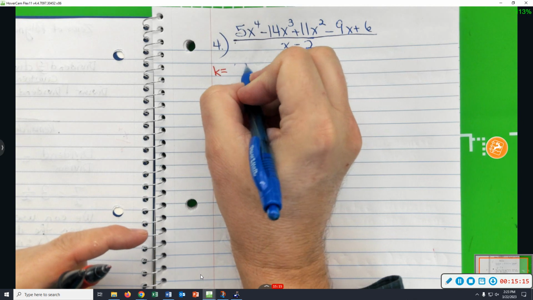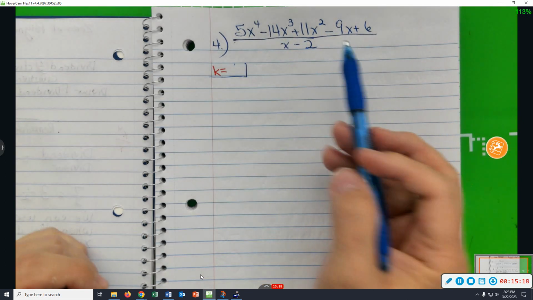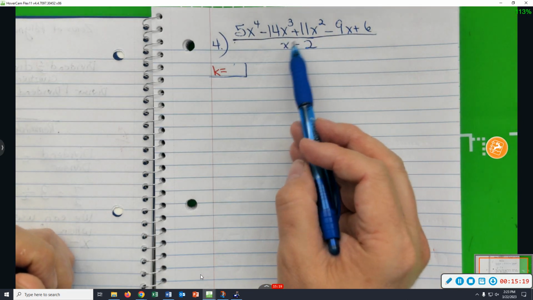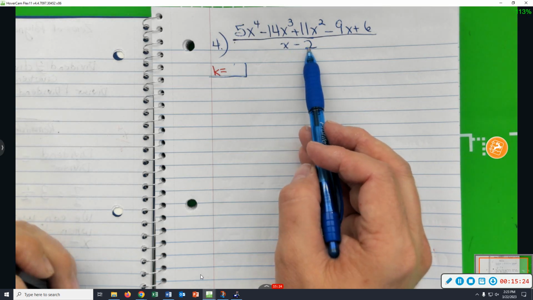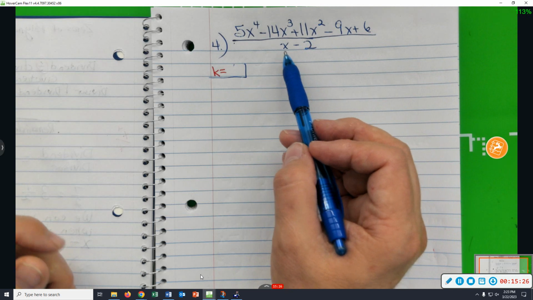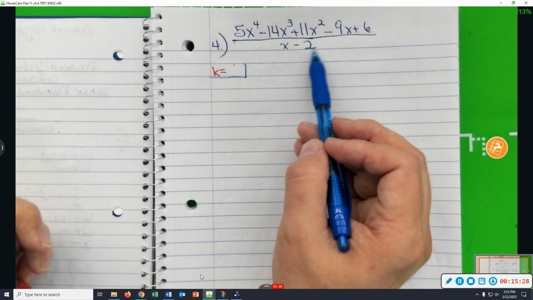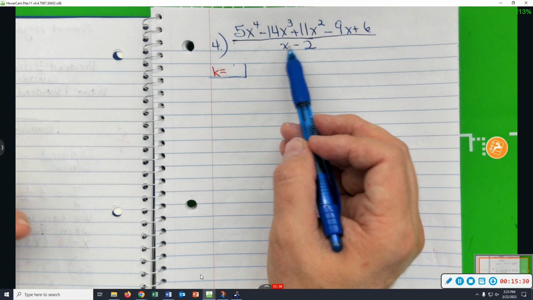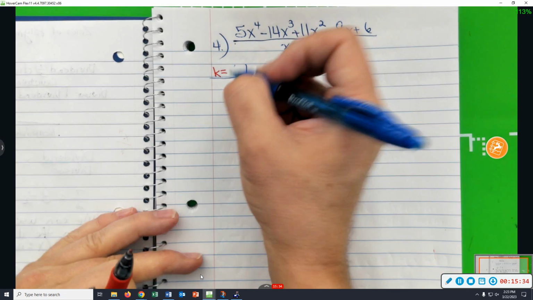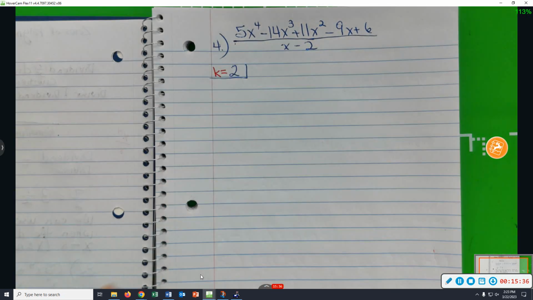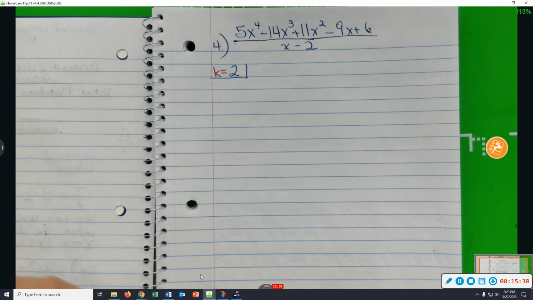2, I agree. When you're finding k, you change the sign on that number there in the bottom, the number after the x. Technically you're asking yourself, what number makes this thing equal 0? A positive 2. But it'll just be the opposite of the number you see there. So a positive 2. And then let's put in our column headings.